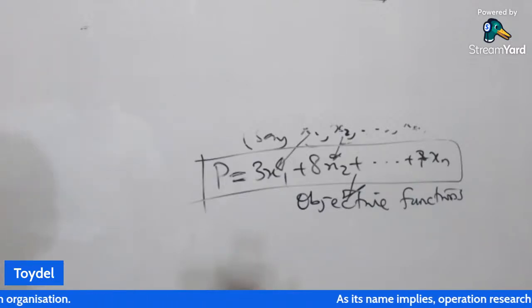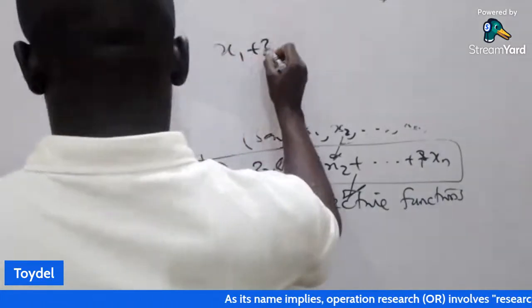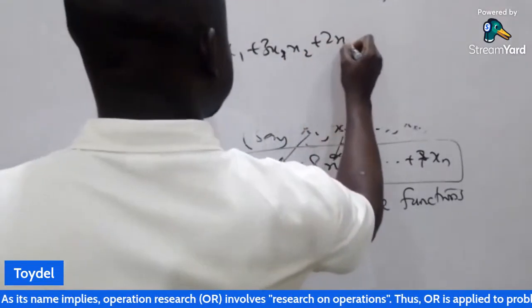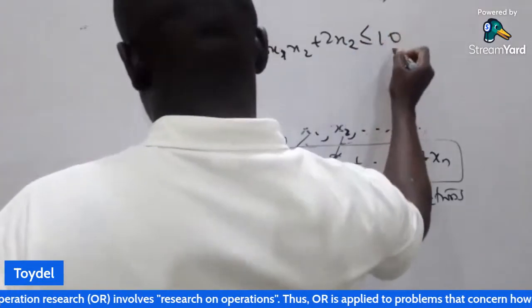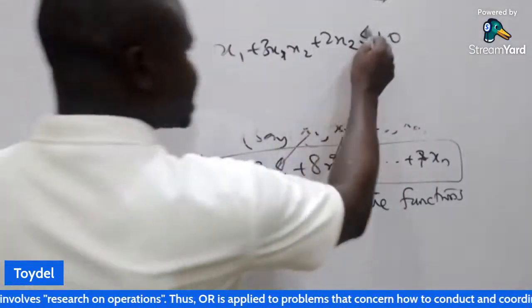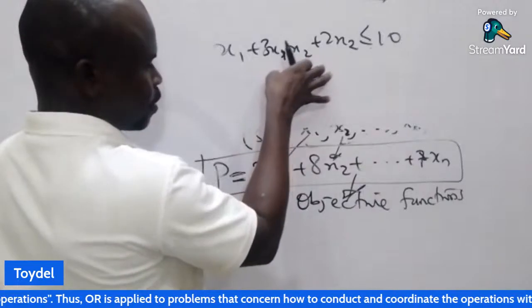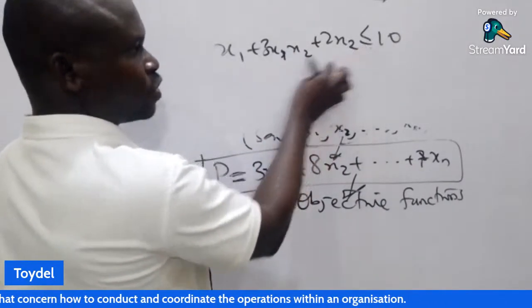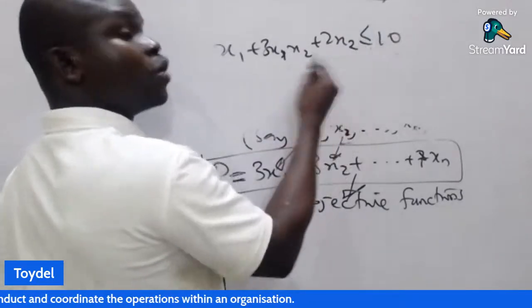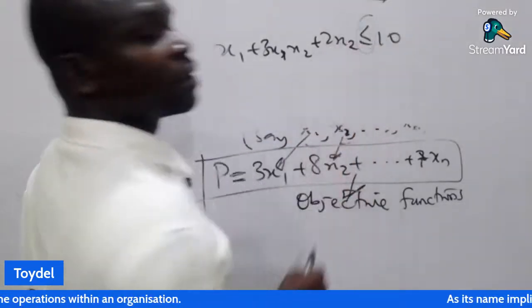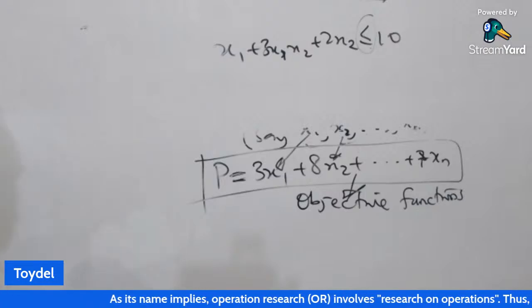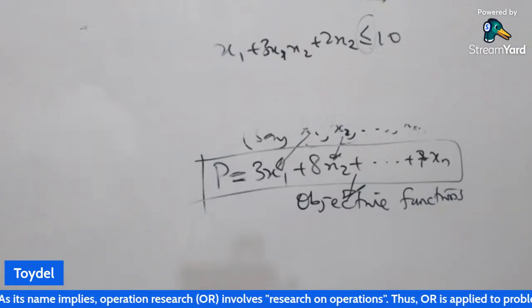For instance, we can have something like x1 plus 3x2 plus 3x1x2 plus 2x2 less than or equal to 10. With this less than or equal to, the objective function has been restricted. Anything that is greater than 10 will not be factored in. So this is a kind of restriction, which makes sense in the real world, because there are restrictions in every facet of life.